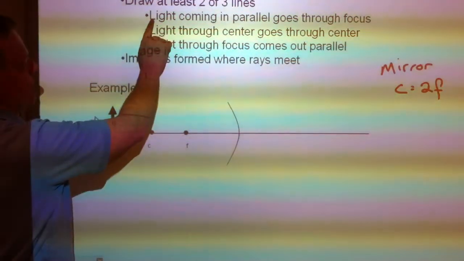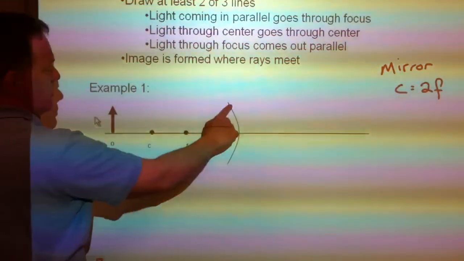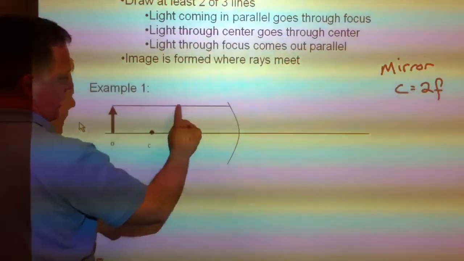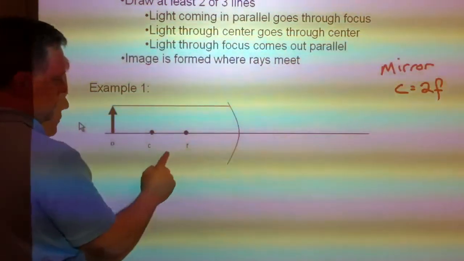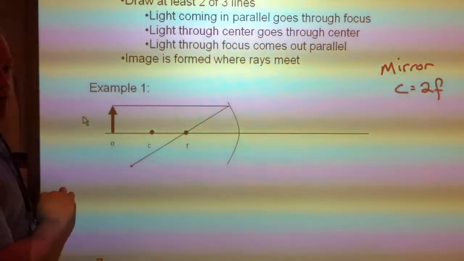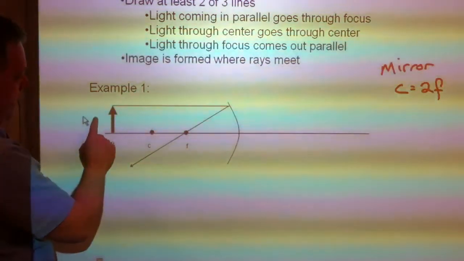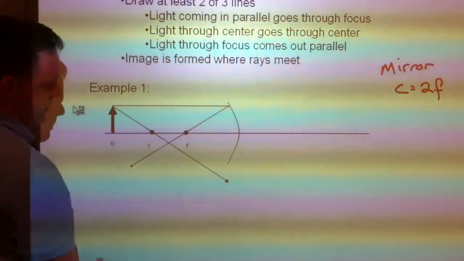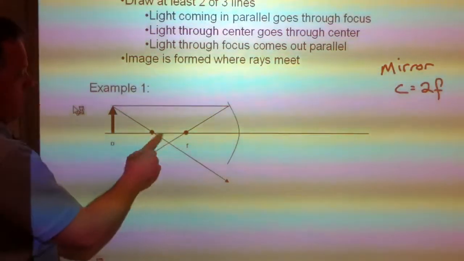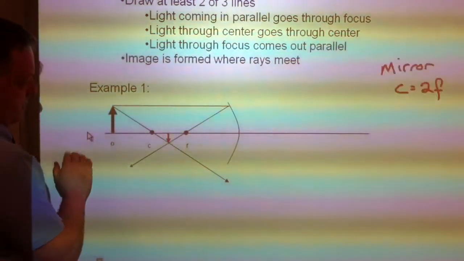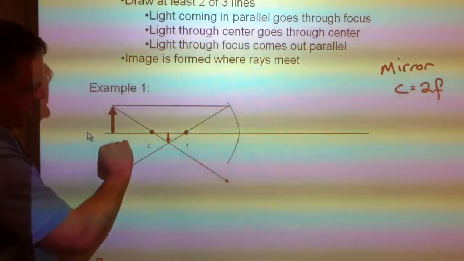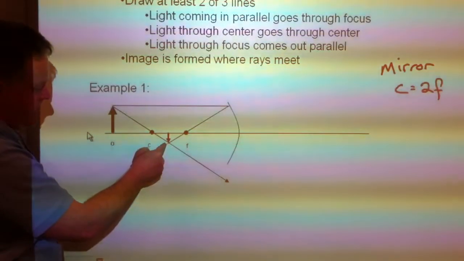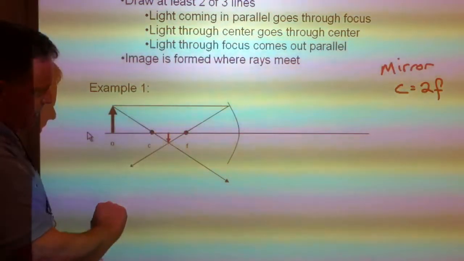Now, the first thing we're going to do is light coming in parallel is going to go down through the focus. So we draw that. We use our straight edge to draw a line that's parallel to this axis, hits the surface, and then we reflect it through the focus. The other one we're going to draw in this case is straight through the center. One that goes straight through the center just continues on straight. Where they meet is where the image is. So you draw your image as an arrow pointing from the center line down to where they meet. In this case, they're meeting below it, so it's going to be pointing down.